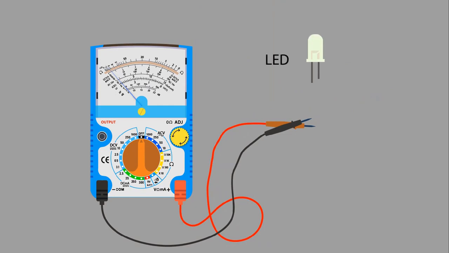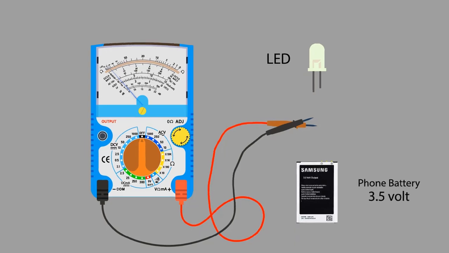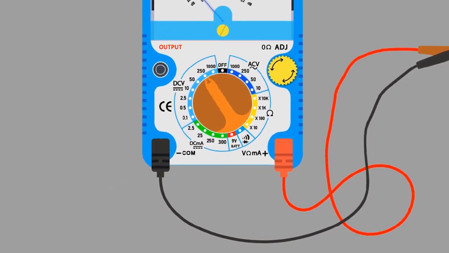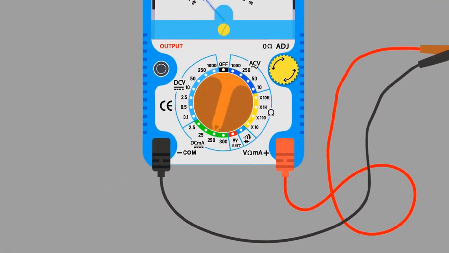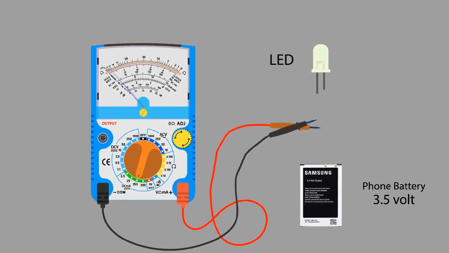Take an LED and use it as a load. The longer terminal is positive and the shorter terminal is negative. Take a phone battery and use it as a power source. Select the 250 mA range. Now, it's time to calibrate the multimeter.